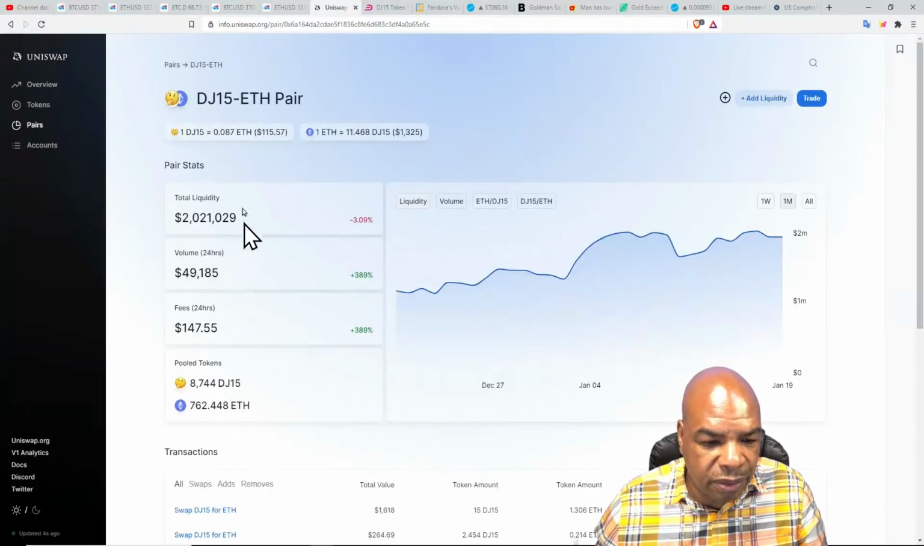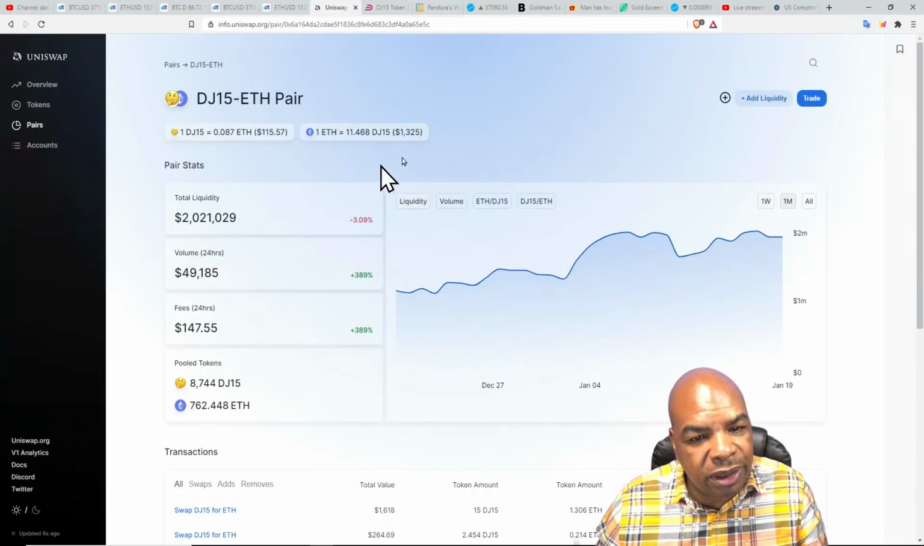Yeah, so we're over $2 million in liquidity, right? Some people have taken out some of their ETH, but yeah, we're still growing.